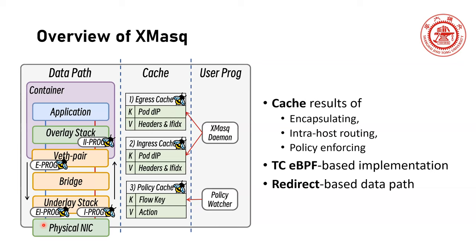Could that design work for other connection cases, like from pod to external? Could the eBPF cache the result and forward the traffic from the veth to the physical NIC directly without going through the bridge? Xmask only focuses on pod-to-pod communication, and pod-to-external we didn't focus on. Maybe it also works, but we didn't design it.